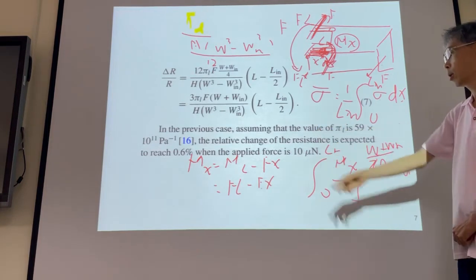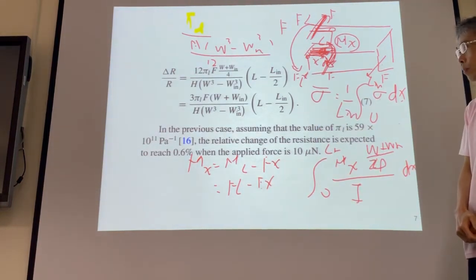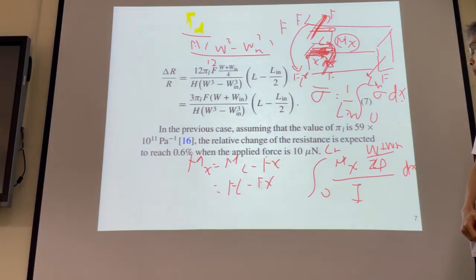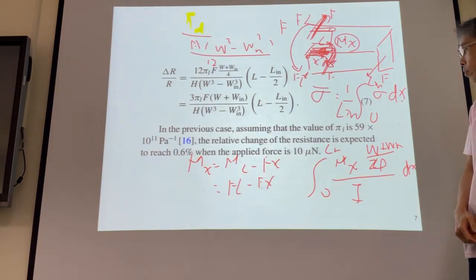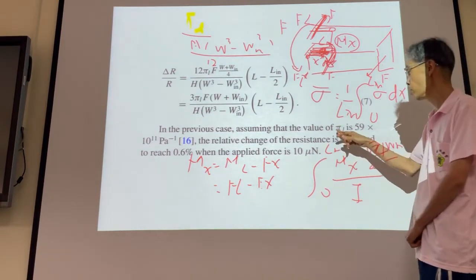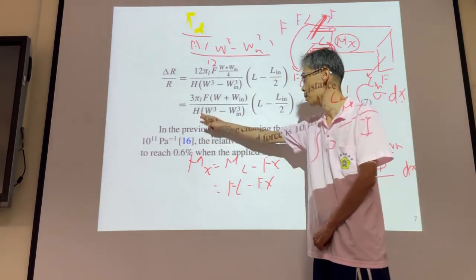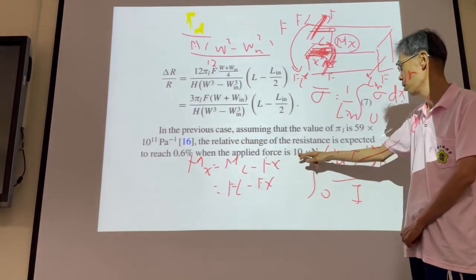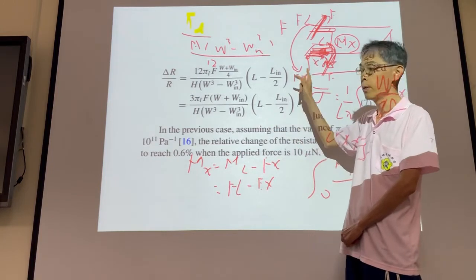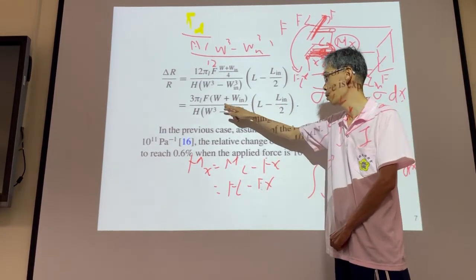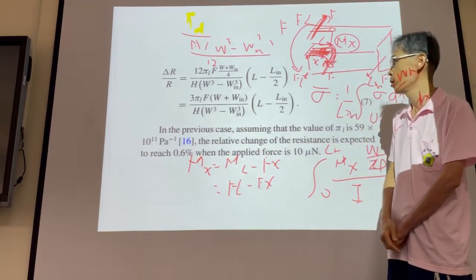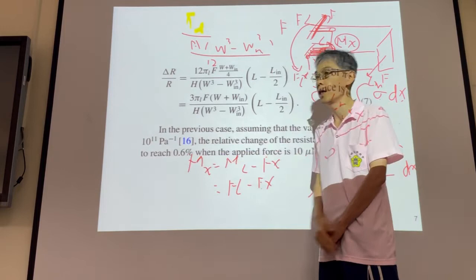Could you read this? In the final case, assuming that the value of pi_L is 59 times 10 to the minus 11, the relative change of the resistance is expected to reach 0.6% when the applied force is 10 micronewtons. Okay, so if we assume pi_L is 59 times 10 to the minus 11, and F is 10 micronewtons, and in the paper they have the dimensions for L, L_e, W, W_e, H. So you put all the numbers in, you can calculate the percentage change, 0.6%.